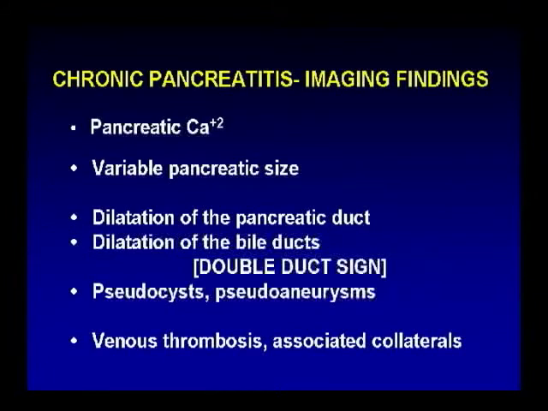You're quite familiar with the imaging findings of dense calcifications. The pancreas can be atrophied or it can be enlarged focally or diffusely. The double duct sign is classic when you have chronic pancreatitis involving the pancreatic head, and this causes dilatation of the pancreatic duct as well as of the biliary tree. Pseudocysts and pseudoaneurysms, and then venous thrombosis.